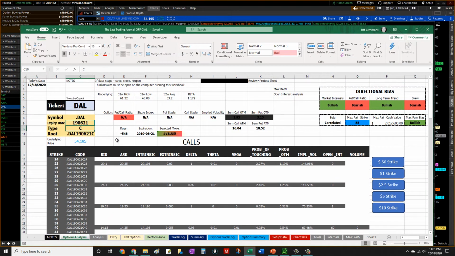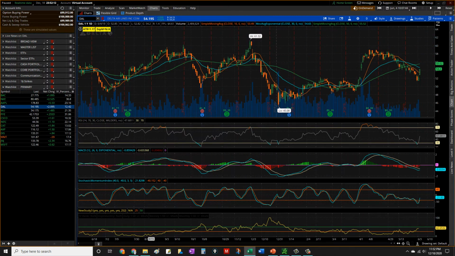Verify the data, 54.19 is the current trade price. You can see the skew has now turned bearish. The long-term trend is again now above the 52-week average of 53.20, so that is bullish. And then the max pain bias is still bullish as well. So we'll maintain the bullish bias.